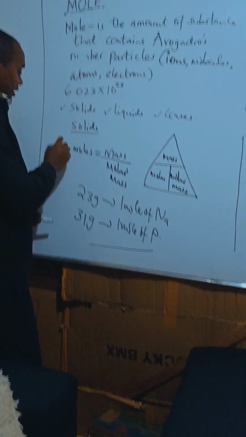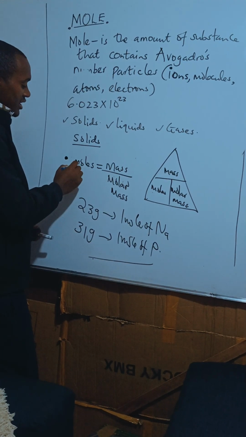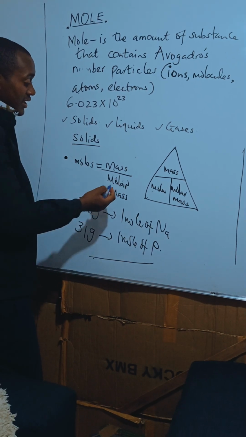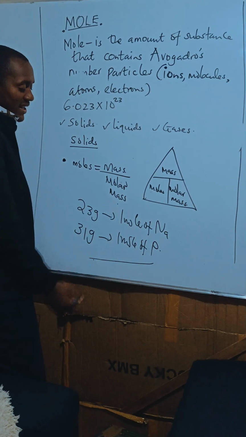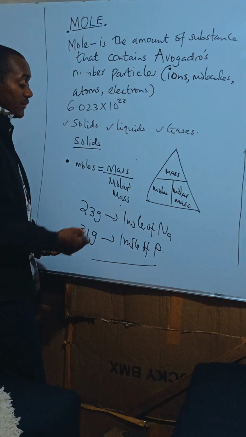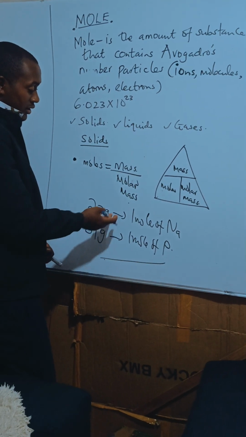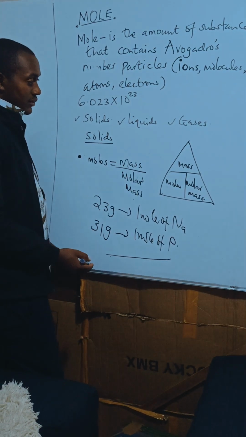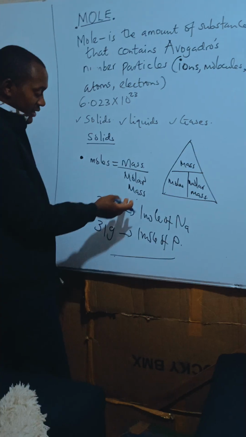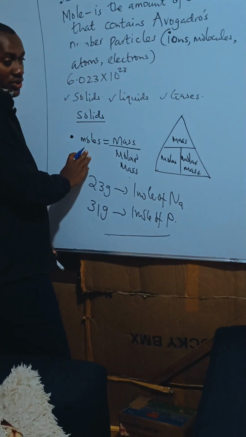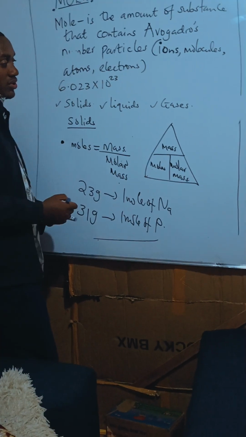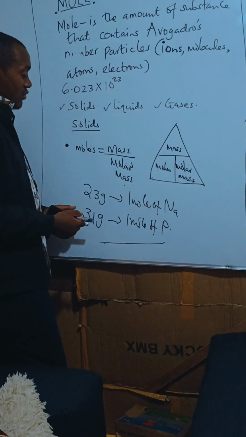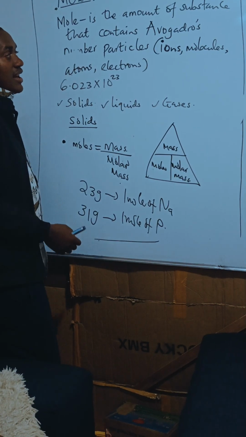Therefore, generally, the important formula for finding moles if you have a solid substance is mass over molar mass. If you have, for example, a mass of sodium of 12 and a molar mass of 23, we can find moles. So this is a very important formula in the calculation of moles if a substance is a solid.